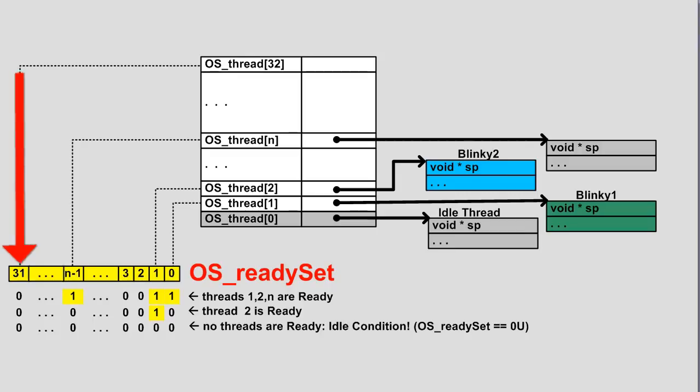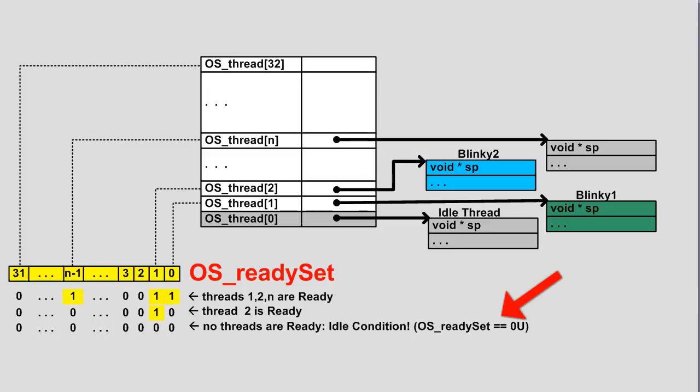The various values of the OS ready set bitmask correspond to the following situations. Bits 0, 1 and n-1 set mean that threads 1, 2 and n are ready to run. Only bit 1 set represents thread 2 ready to run, and finally all bits at 0 represent the idle condition of the system. This situation can be checked in the code very efficiently by simply comparing OS ready set to 0 in a single instruction.